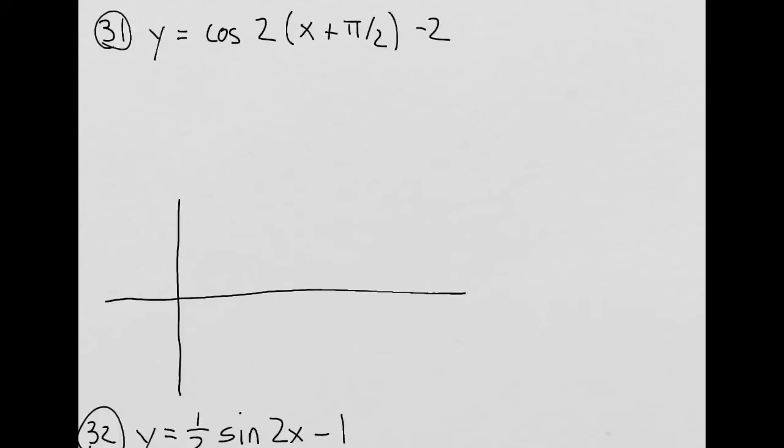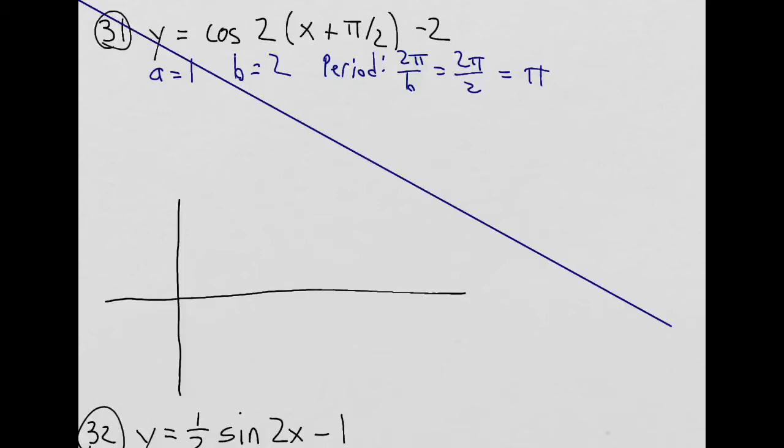So looking at this one, my A is 1, which means I have an amplitude of 1. B is equal to 2. So my period is 2 pi over B, or 2 pi over 2, or pi. All right, so if you look at the directions, graph each function in the interval from 0 to 2 pi. Okay, so that means I have to go out to 2 pi at least.